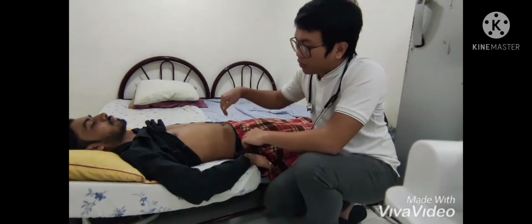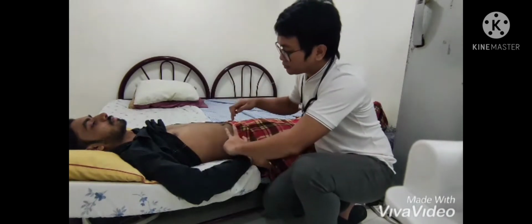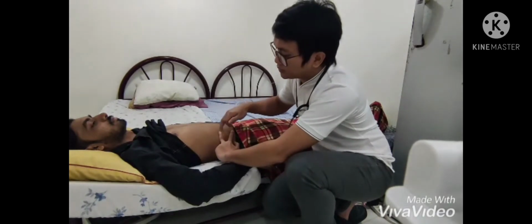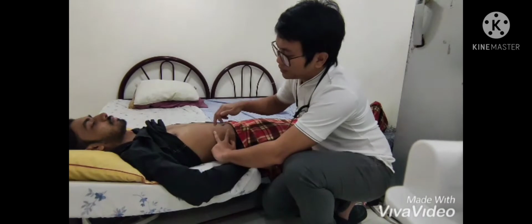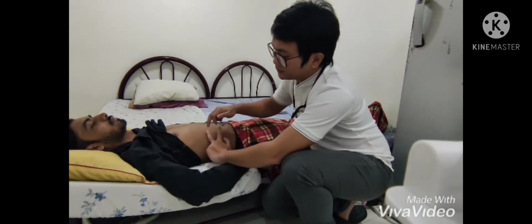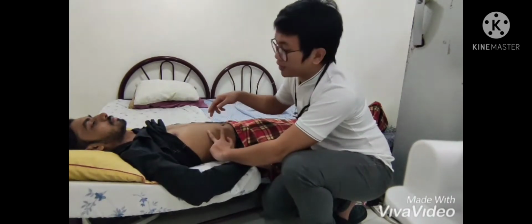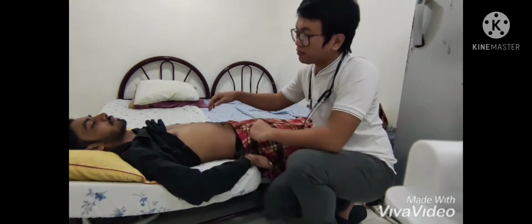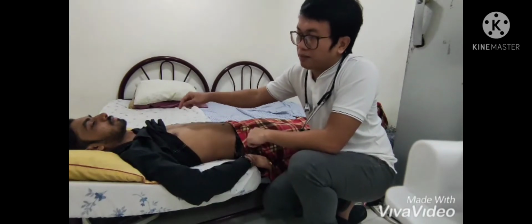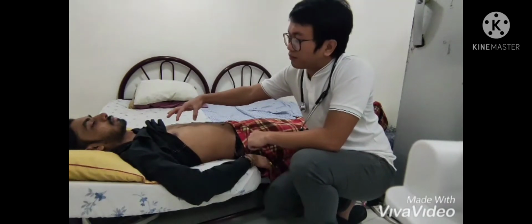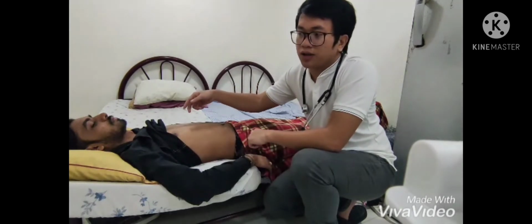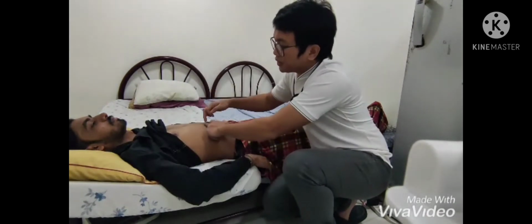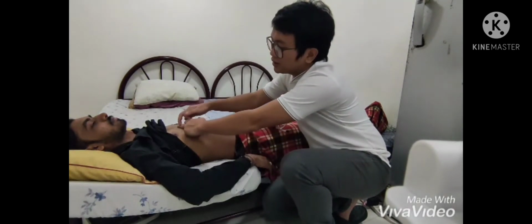In the lower part, I will start at the umbilical line. It sounds tympanitic, and when it becomes dull, it's the liver. Normally, the size is 6 to 12 centimeters. And for the liver in the mid-sternal line, the normal size is 4 to 8 centimeters. Just like what I did, I just percuss. When it's dull, it's the liver.